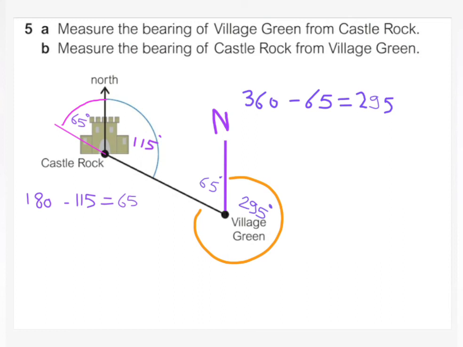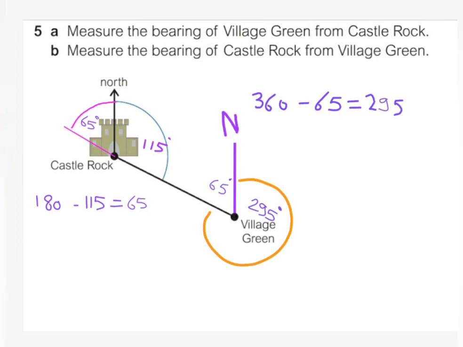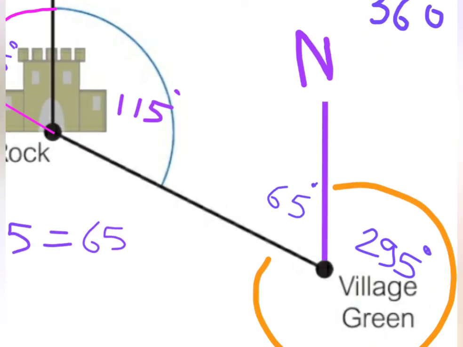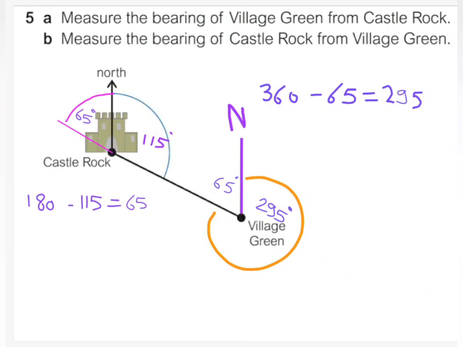So as I told you, you can use both or one of the methods that I used. You can draw the north line, then finish the angle, find the angle inside, and then subtract it from 360, and you'll get the bearing from Village Green. Or you can use the corresponding angles rule, saying this angle is equal to this angle because they are corresponding. Whichever method you use, both of them will give you the same answer. And this is how you answer a question like this.